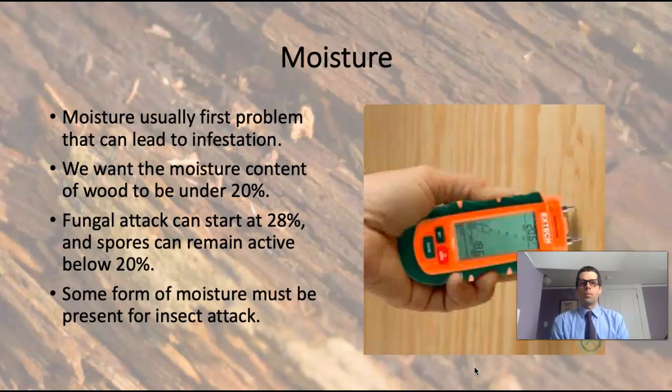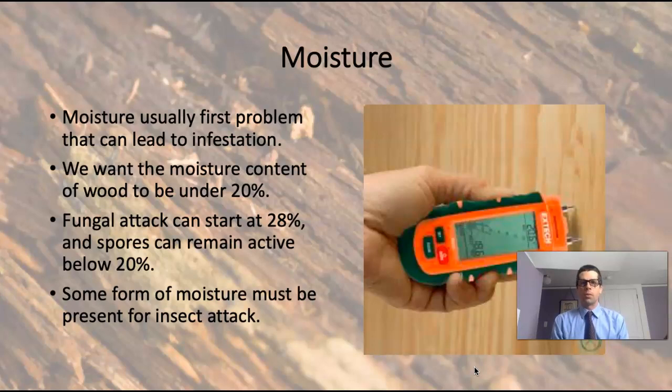Once you get over 28% moisture content, fungus can start growing on the wood and eating the wood, essentially. Fungal spores can remain dormant below 20%. So the thing to remember is that probably every piece of wood in our house has dormant fungal spores on it. As soon as the moisture conditions are right, as soon as they get above 28%, they can reactivate and start decaying the wood. Then we dry it out and it slows down again. So that's something to keep in mind.